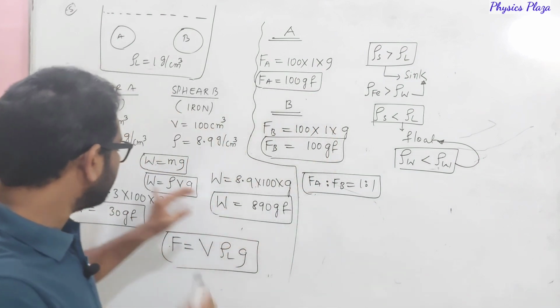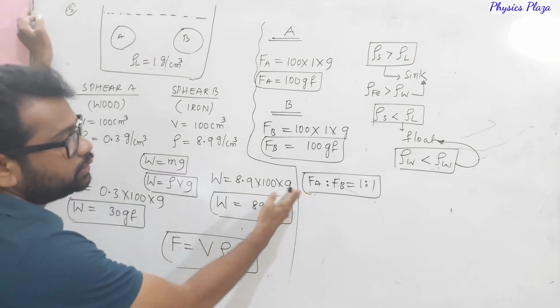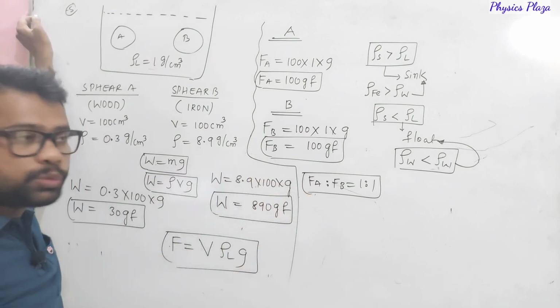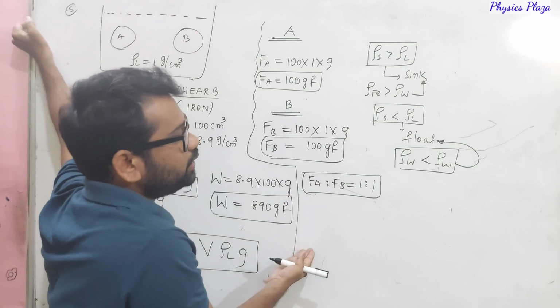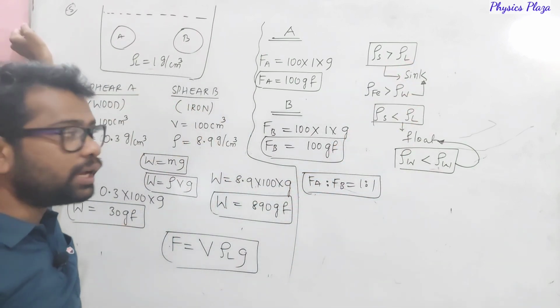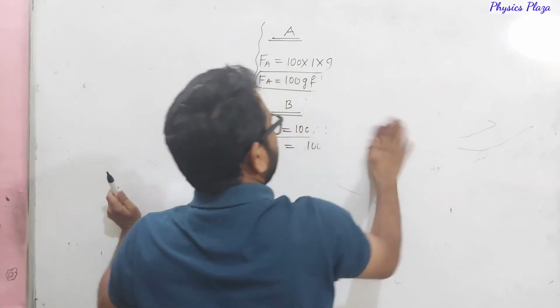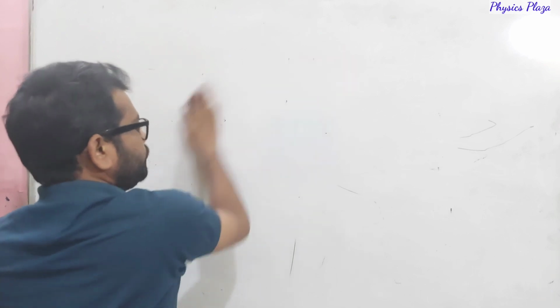So, this is how we can calculate the weights of each sphere, and here we calculated the buoyant force experienced by the two spheres and compared them, and we concluded which one will sink and which one will float. Now, let us move to numerical 6.